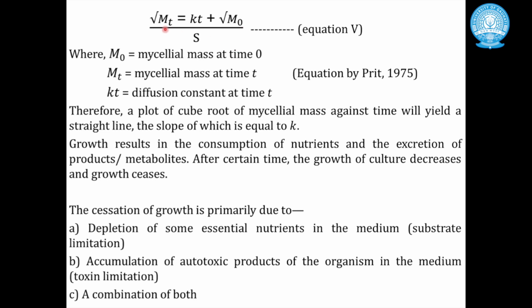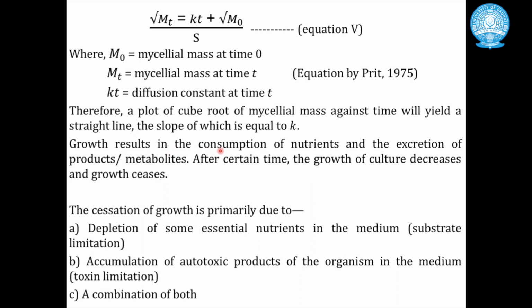equation, which is cube root of Mt equals Kt plus cube root of M0, where M0 is the mycelial mass at time 0, Mt is mycelial mass at time t, Kt is the diffusion constant at time t. So this equation was given by Pirt in 1975, and a plot of cube root of mycelial mass against time will yield a straight line, the slope of which is equal to K.